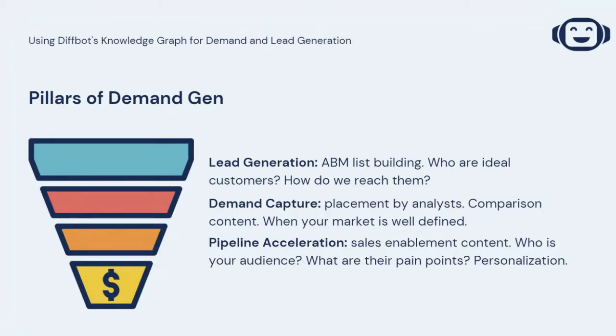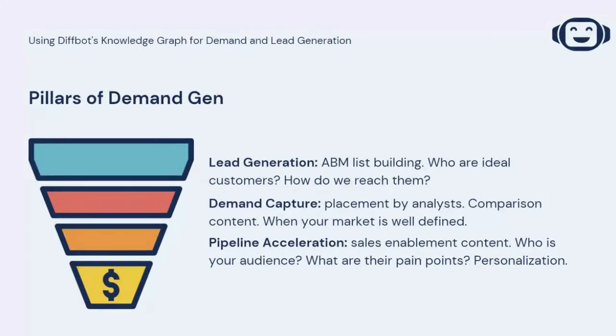Next up, further down the funnel, is the category of demand capture. This occurs when there's existing demand for whatever market your product is in. It's well-defined. People know what their options are. And here we are talking about things like ad retargeting, placement in analyst quadrants, comparison content that really dives into features, and starting to look at intent data.